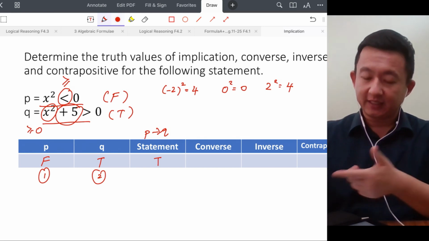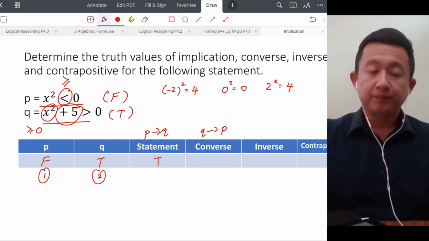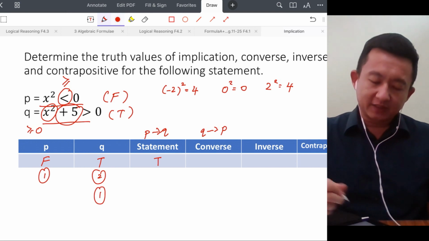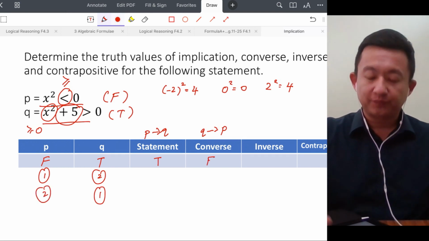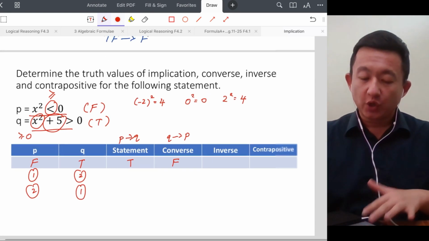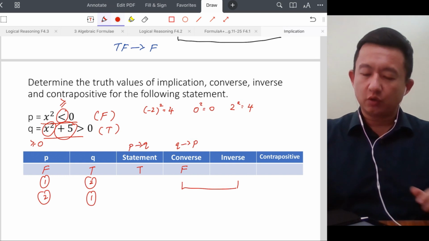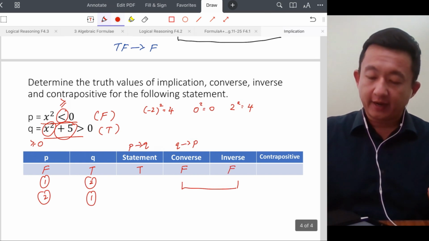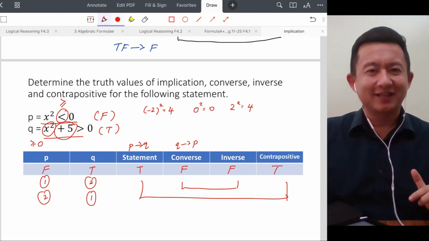So FT, T. And then the converse, you have Q to P. So I read Q first. TF. So this is the false value. And then you know that converse is the same as inverse. So this will be false. And contrapositive will be true. Thank you.